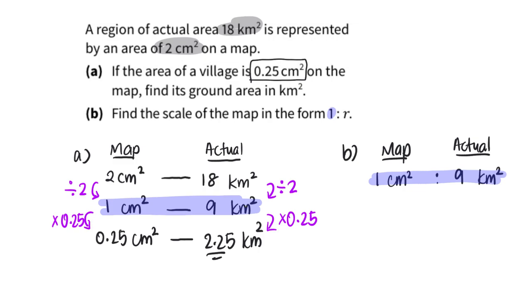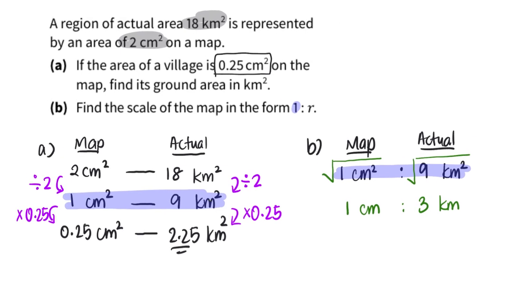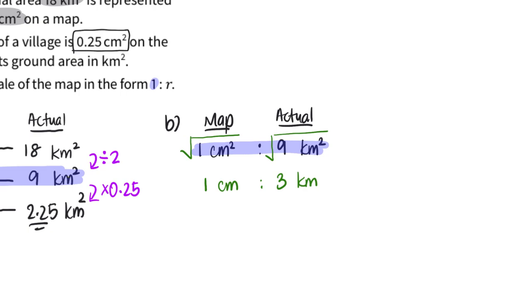And if I do not want the square, what do I do? Yes, this is important. I will then need to square root both sides. And when I do that, I will get my answer. Square root of 1 will be 1 cm is to 3 kilometer. But this is not the answer yet, because for this kind of scale, we do need to have both in cm. So I already have 1 cm here already.